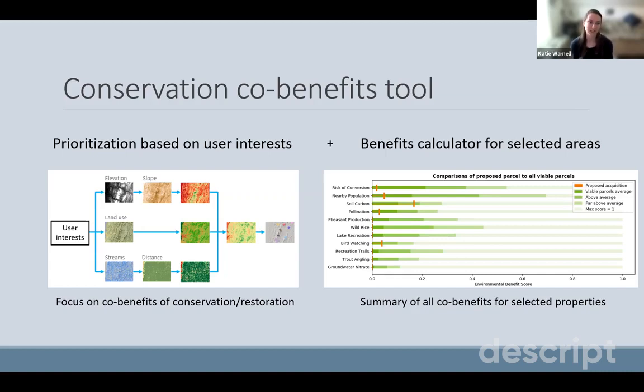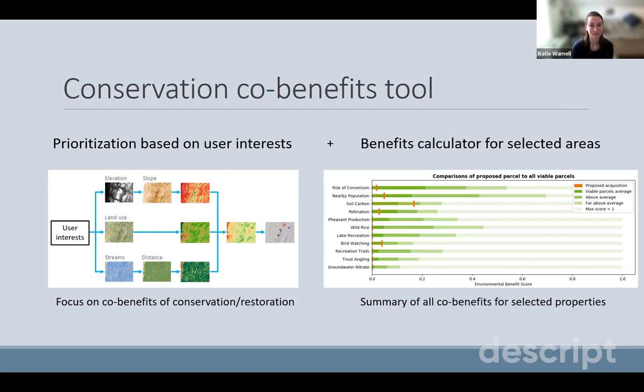And so we see 2 distinct parts of this tool. One is a prioritization tool that allows the user to select the co-benefits that they are interested in, and then it highlights the parts of the state that would best fit those interests. So if you're, for example, a land trust, looking for new areas to work within your scope of work within the state, you could find the places that would be most likely to support a wide range of co-benefits. And then the second piece of the tool is a benefits calculator for selected areas.